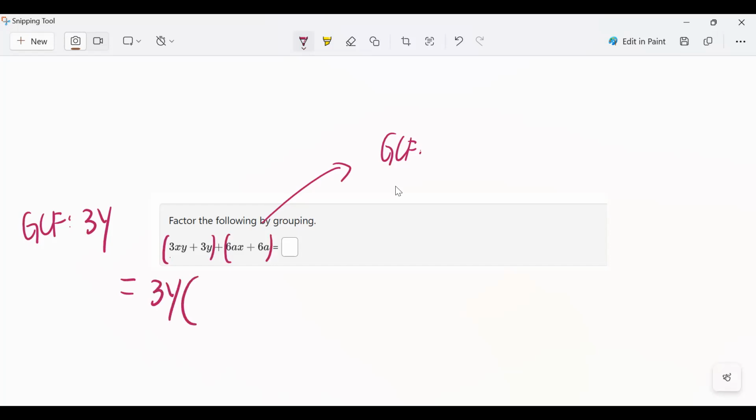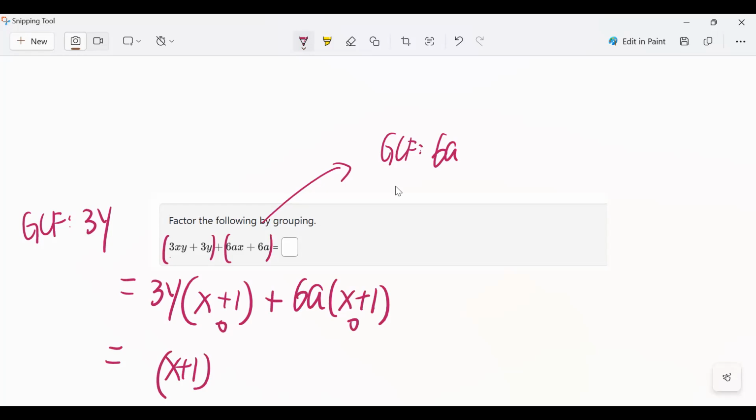So let's factor the first two terms. 3y goes in front, x remains. For the last two terms, the GCF is going to be 6a, so factor out 6a. Factor by GCF one more time. The common factor is x plus 1, and the other factor is 3y plus 6a. And that's basically how we factor by grouping. Any question?